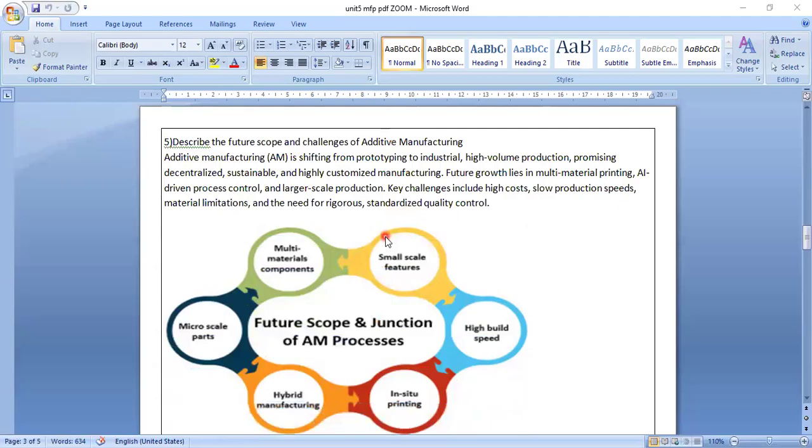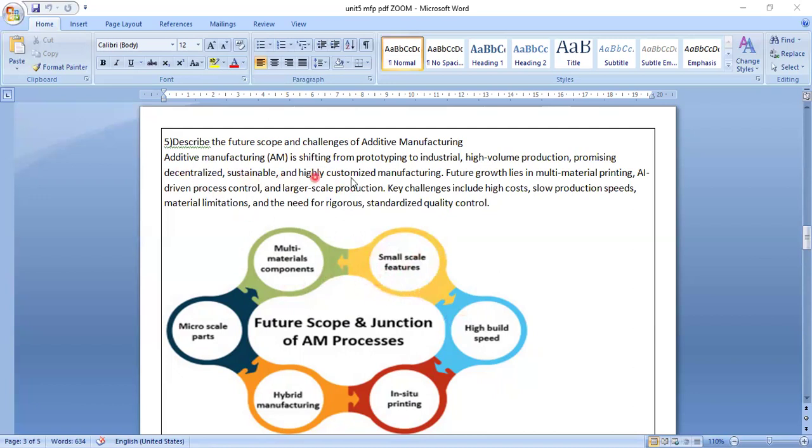For the fifth question, describe the future scope and challenges of additive manufacturing. Here in the diagram you can see the future scopes of 3D printing or additive manufacturing: high build speed, so less time and more manufacturing; in-situ printing; hybrid manufacturing, where you can mix materials; and micro-scale parts, which can be manufactured easily. Multi-material components: you can use a number of materials in the additive manufacturing machine. And small-scale features are there too.